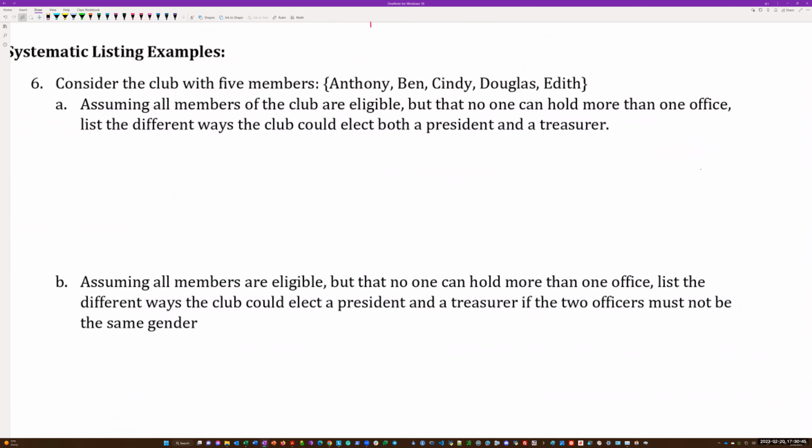Okay, whatever. So there's some club here. Let's just say it's A, B, C, D, and E. Assuming all the members of the club are eligible, but then no one can hold more than one office, list the number of ways that they could elect both a president and a treasurer. All right, I don't want to list them all. I want to know how many ways. We've done enough listing. How many ways could we select a president and a treasurer from these people? People A, B, C, D, and E.